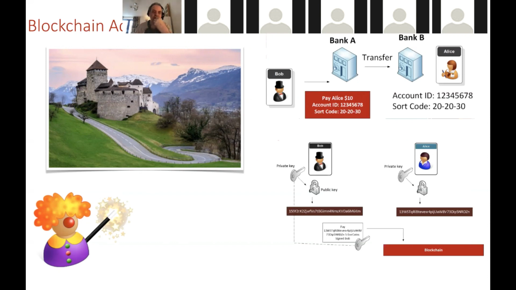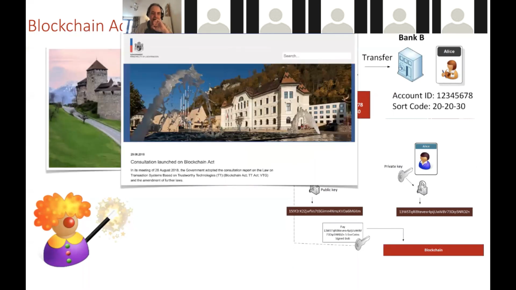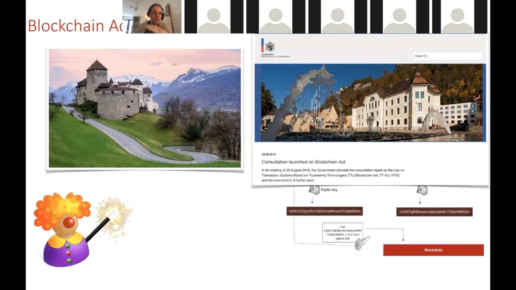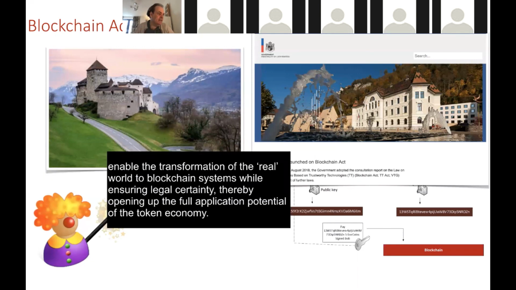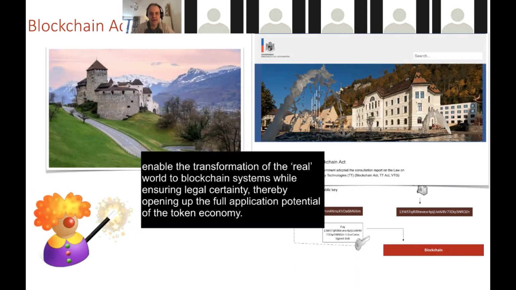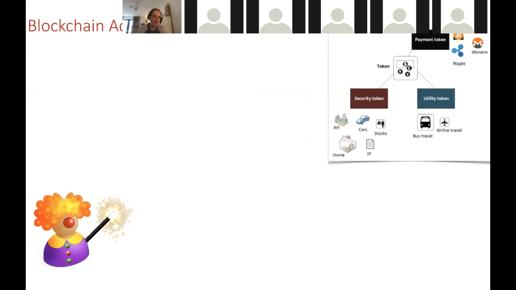So a crypto asset is like this: if I buy a car, I will have the crypto asset, and it will be signed for me, and I can give it to someone else, and then we won't need bits of paper and wet signatures anymore. So they created a consultation and eventually created the Blockchain Act, which would allow for a full tokenization infrastructure of their economy.